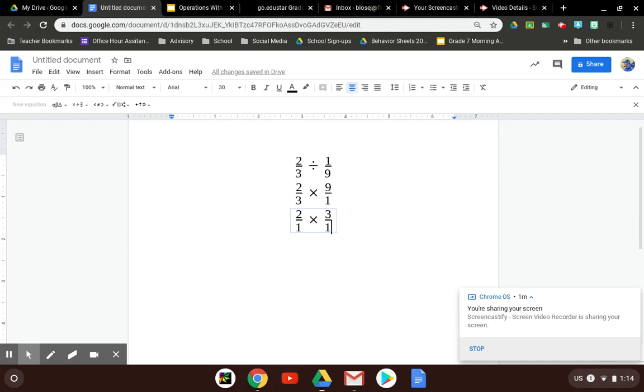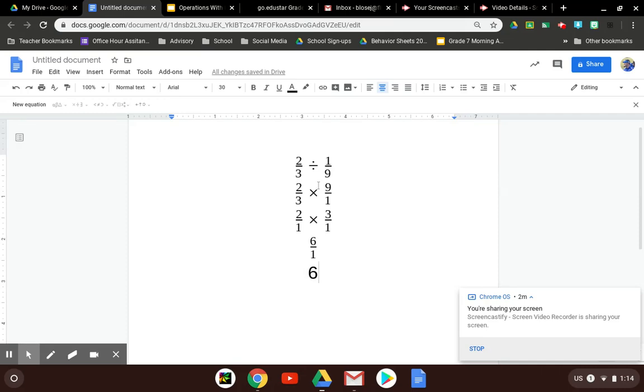Well, you guys can figure that part out, right? Because it's just going to become multiply across the top. And so we have 2 times 3, and 2 times 3 is going to be 6. And 1 times 1 is going to be 1. So really, this problem has a solution, or a product, of 6 over 1, which is just the answer of 6. So if we took 2/3 divided by 1/9, it's actually going to give us an answer of 6.